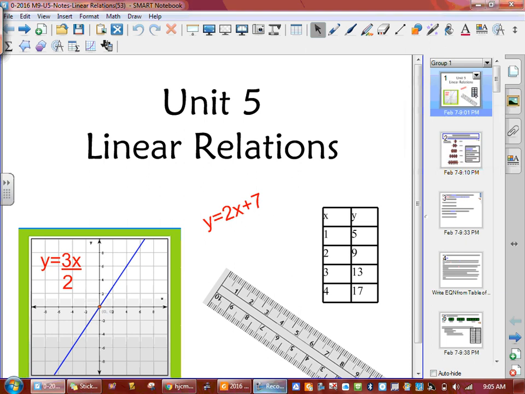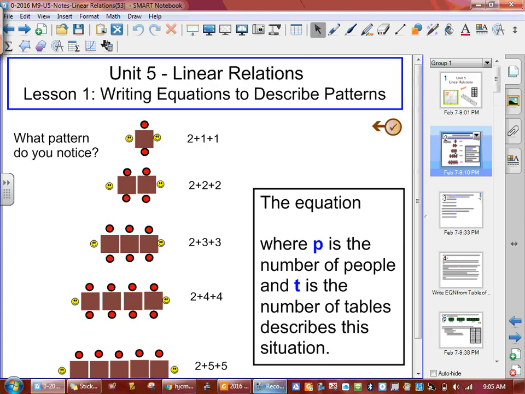Welcome to Unit 5, Linear Relations. This is Lesson 5.1. We're going to write equations to describe patterns.